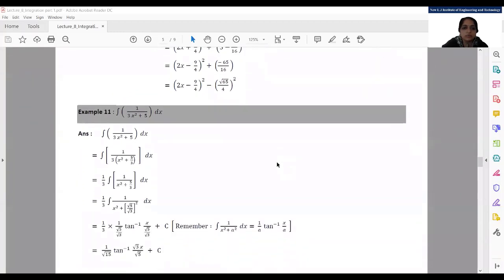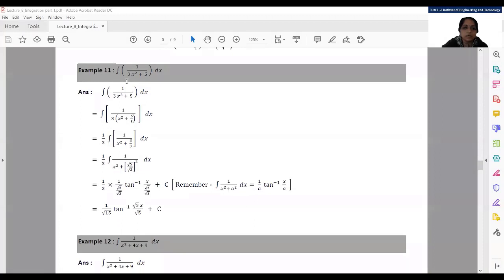Okay, so let's start with the first example, that is example number 11 for the particular formula. If our given expression is the integration of 1 upon 3x square plus 5 dx, then we want the multiple of x square to be just 1. So we keep 3 as a common term, so we keep 1/3 as common, and the integration is 1 upon x square plus 5 by 3. We keep this 1/3 out of the integral. The integration of 1 upon x square plus 5 by 3, this 5 by 3 we keep as a square, so square root of 5 by 3 whole square.